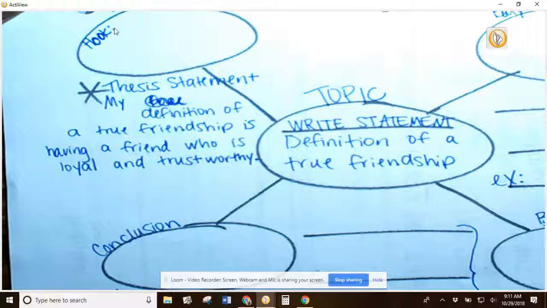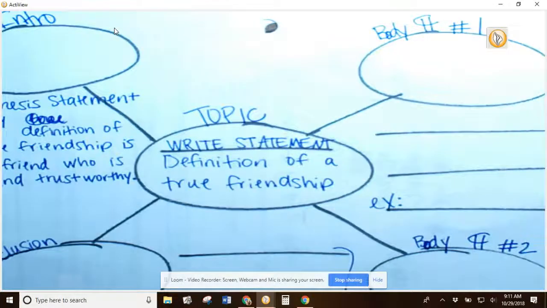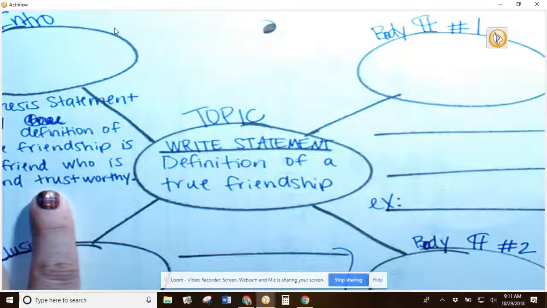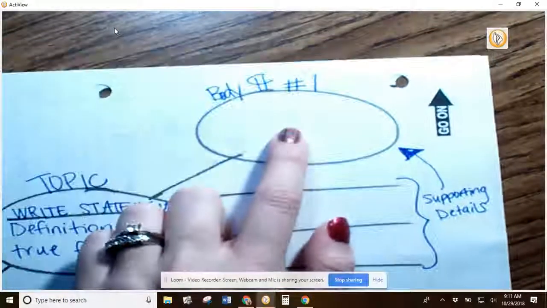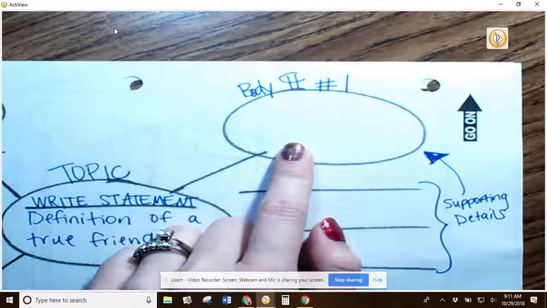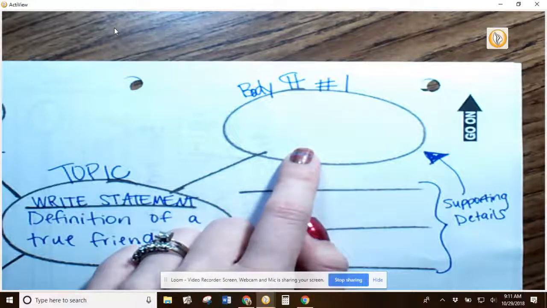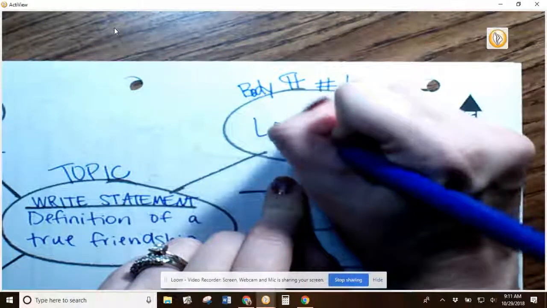Okay, so let's go to our body paragraphs now. So there's our thesis statement. That's the basis of our specific essay. Body paragraph 1 needs to be about what? What needs to go in this bubble? What is our first main idea? Loyalty. So loyalty goes here.